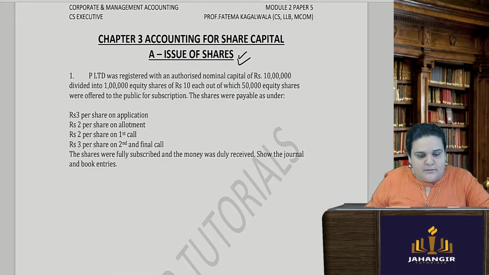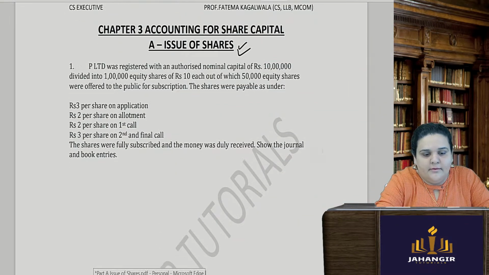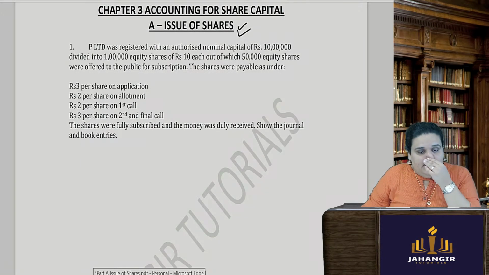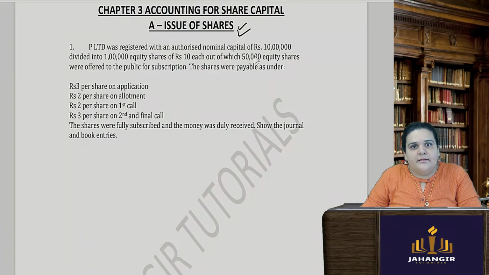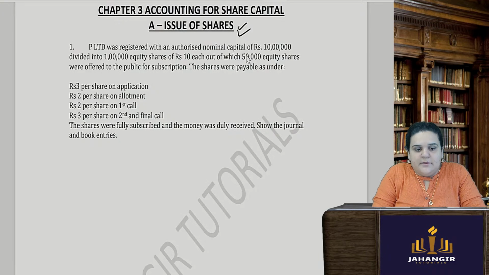Let's move to this particular question. Very easy one, basic one. P Limited was registered with an authorized nominal capital. Authorized share capital is the one with which the company gets registered. Okay, incorporation happens. Not necessary the company has to issue that entire capital to the public. They can keep issuing little by little, okay.